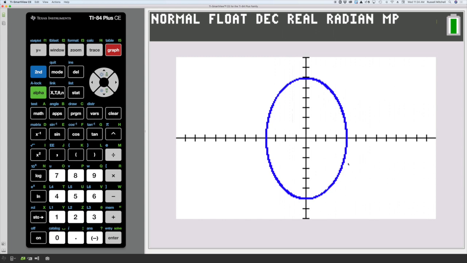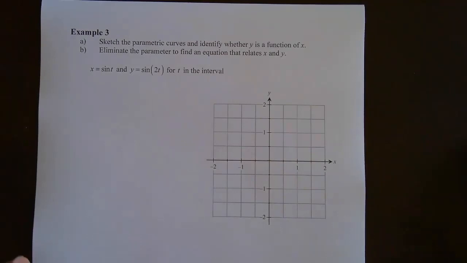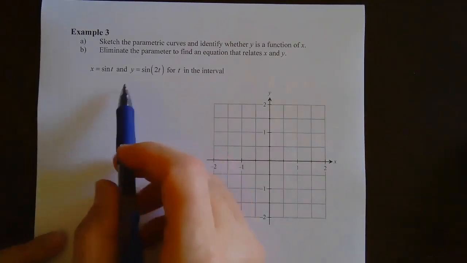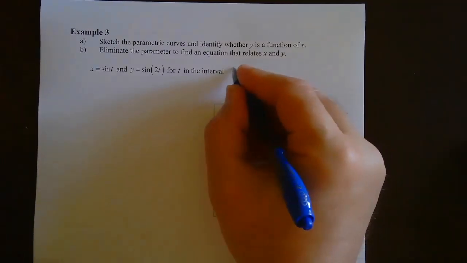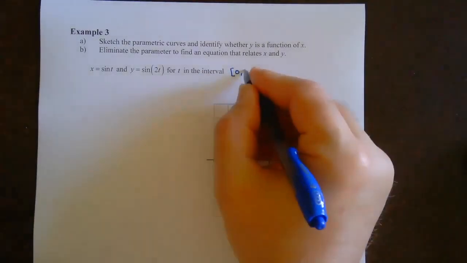The next problem is going to be really hard to do by hand. We're going to have to go to the graphing calculator, so I'll talk about that in just a minute. For this problem, example 3, it's the same problem, just different parametric equations, or functions. And I left this off. This should be on the interval 0 to 2 pi.